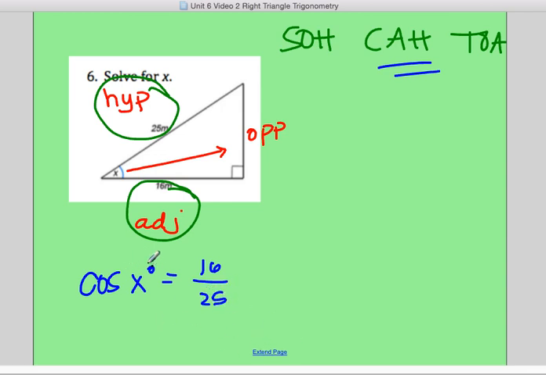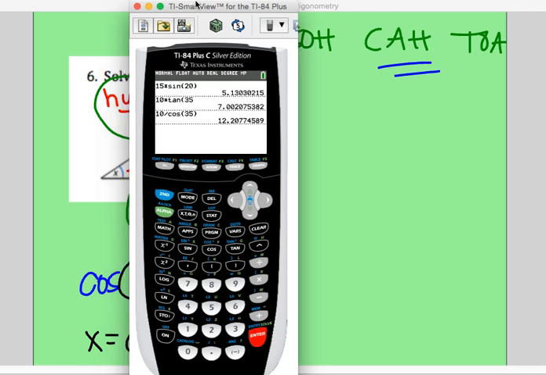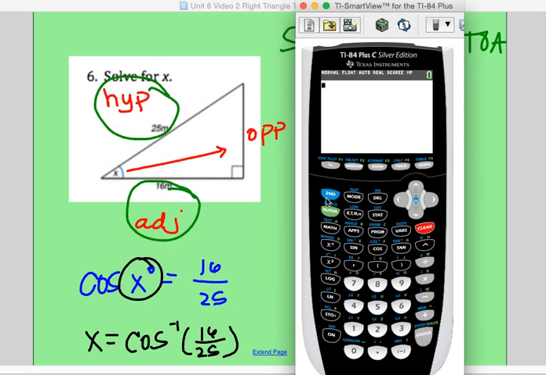Whenever you need to find an angle, you need to use the inverse. So x is equal to cosine inverse of 16 over 25. So I type that one in on my calculator. We have cosine inverse, so to get there you go second, cosine of 16 divided by 25. And that tells me my angle is 50.208. This one tells me the 8 can stay the same degrees.